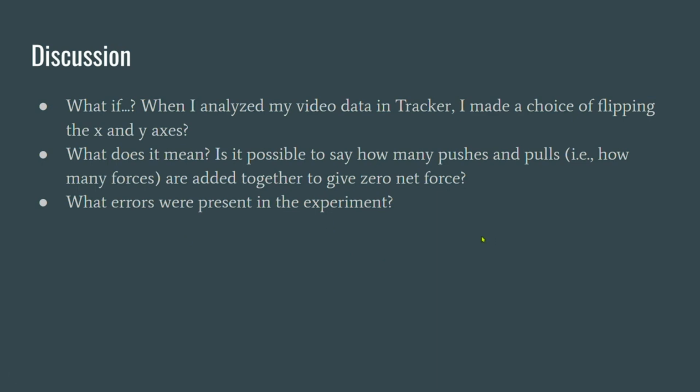Some human errors, such as inputting data in GlowScript and Tracker, and also it does not account for any motion in other directions. And that is the end of my lab.